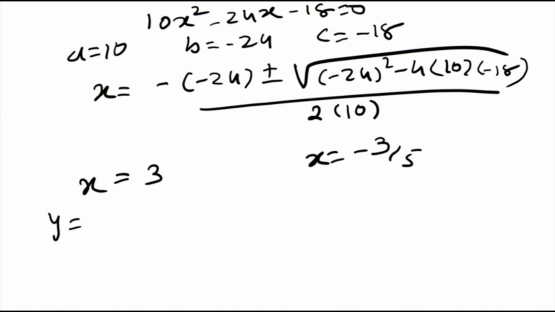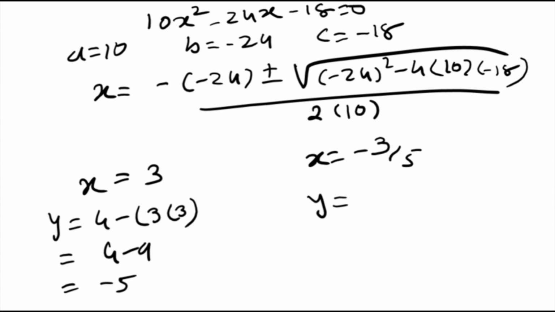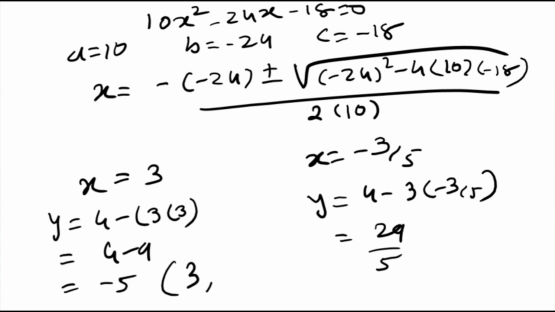So y is equal to 4 minus 3 into 3. That will give you 4 minus 9, which is minus 5. And for y, for this value, 4 minus 3 into minus 3 over 5 will give you 29 over 5. So the coordinates of the points that we can find are 3, minus 5, and this one will give you minus 3 over 5 and 29 over 5.